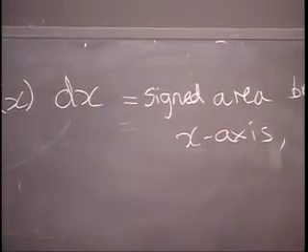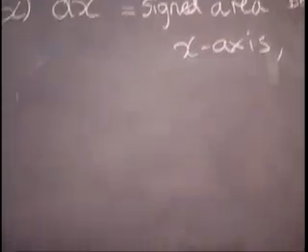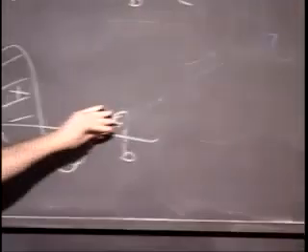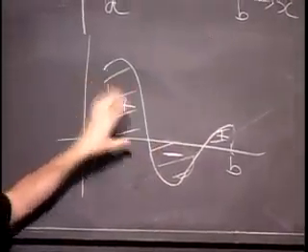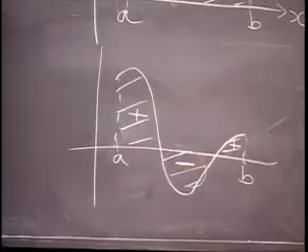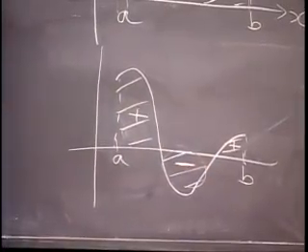So that's a more accurate description. Normally we don't think of area as being negative. If I said, what's this area? You'd say, oh, it's this plus this plus this. But now I'm saying, no, it's this minus this plus this. Okay, so that's why in my definition I put signed area.